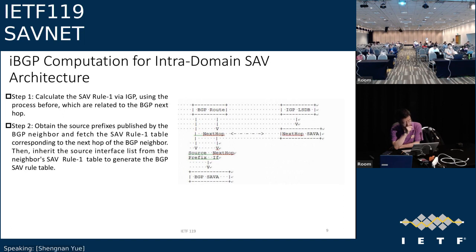So how to generate SAV rules in this scenario? We first calculate the SAV rule table 1 via IGP using the process before, which are related to the BGP next hop. And in step 2, we obtain the source prefixes published by the BGP neighbor and fetch the SAV rule table 1 corresponding to the next hop of the BGP neighbor. Then inherit the source prefix list from the neighbor's SAV rule table 1 to generate a BGP SAV rule table.